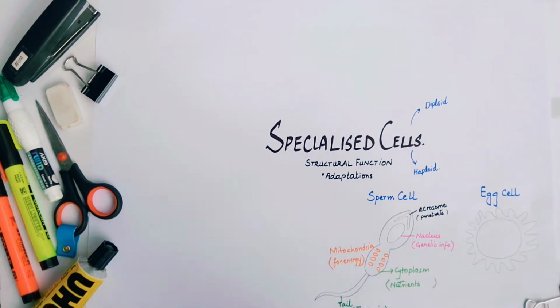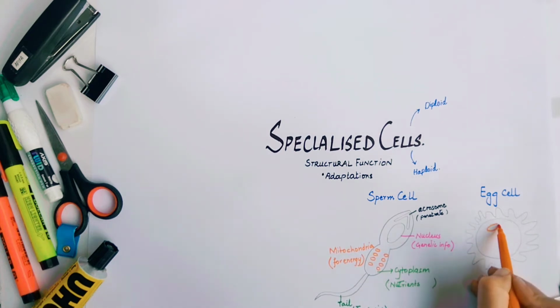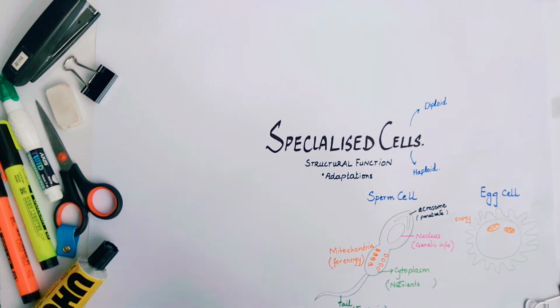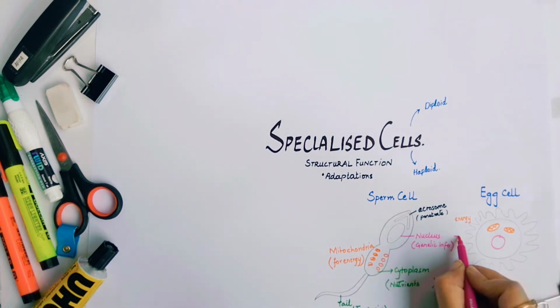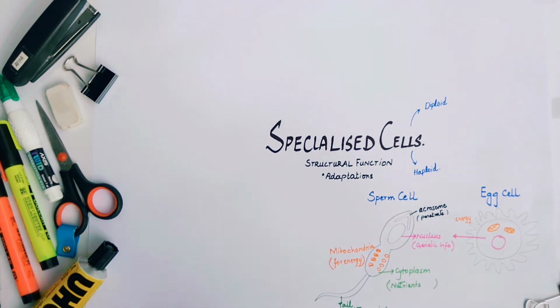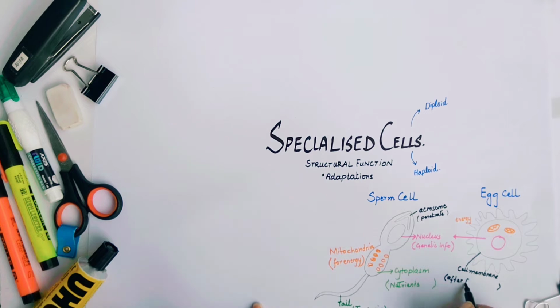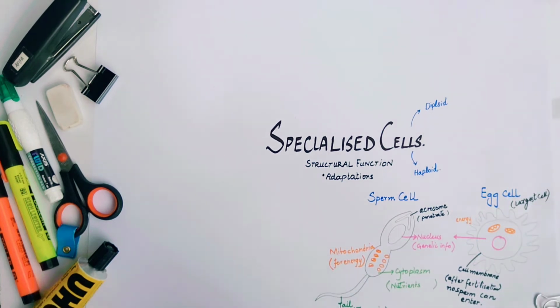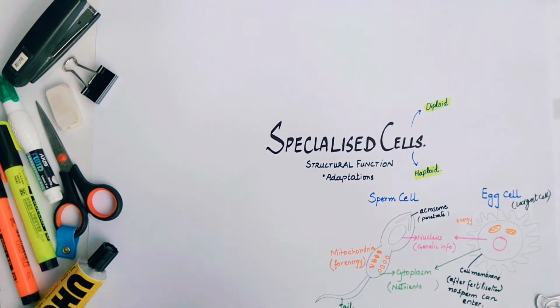If we talk about the egg cell, which is the largest cell of the human body, it has its mitochondria because it also needs energy to carry out its function. Then they have a nucleus. In the nucleus, they have the genetic material. Then they have a cell membrane, which is basically fused by the sperm cell.